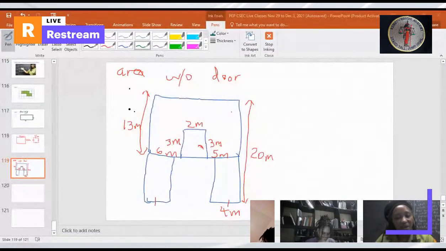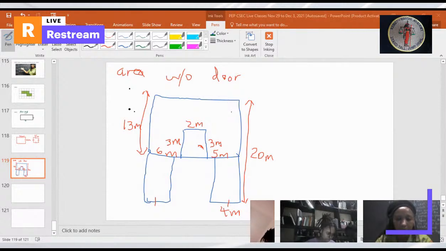So we just want the area of the front of the house, but without the door in it. Without the door. Got you, miss. Okay, oh, I need to do that twice. So I need to add that back.